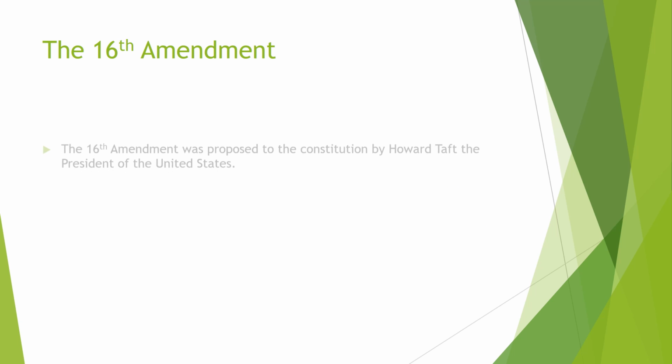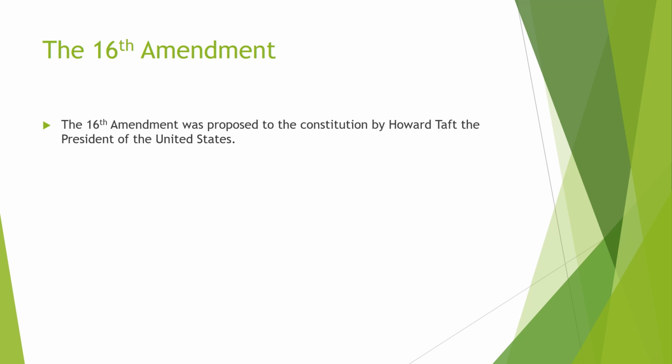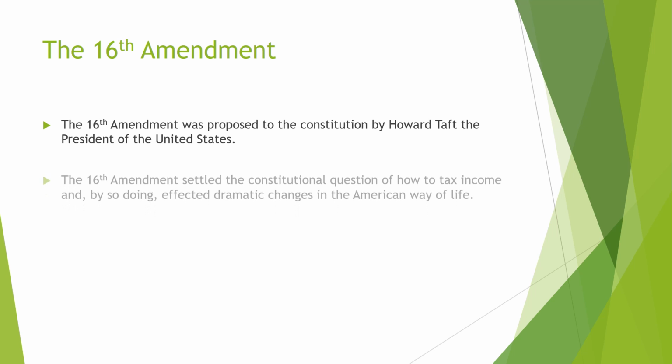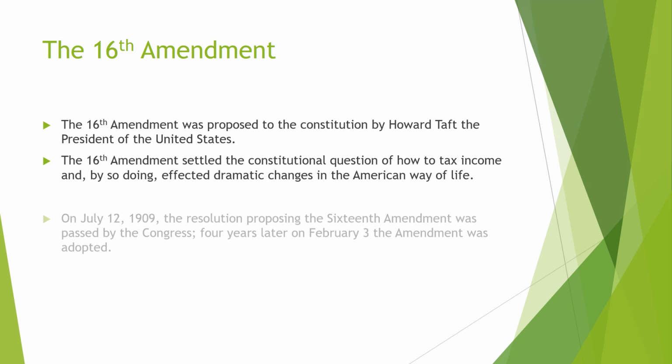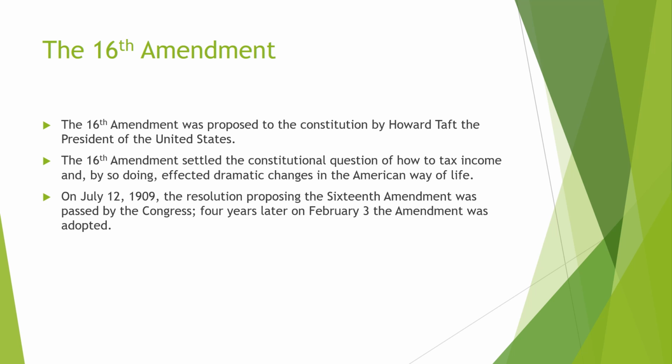The 16th Amendment. The 16th Amendment was proposed to the Constitution by Howard Taft, the President of the United States. The 16th Amendment settled the constitutional question of how to tax income and, by doing so, effected dramatic changes in the American way of life. On July 12, 1909, the resolution proposing the 16th Amendment was passed by Congress. 4 years later, on February 3rd, the amendment was adopted.